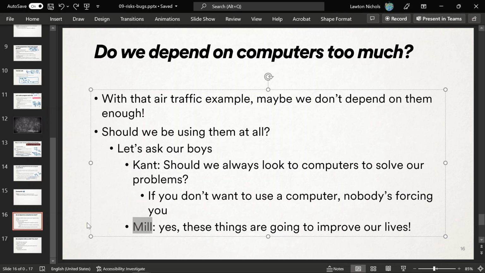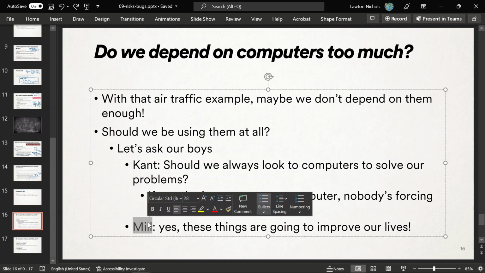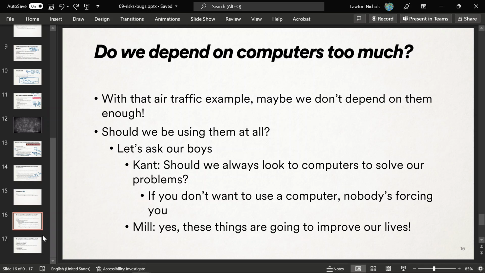And then Mill, again, is all about utility. So how are we going to weigh the utility value of using computers and keeping them in our lives versus ripping them away, right? So I think Mill would say, yes, these things are improving our lives. They're making a bunch of different new jobs possible, things like that are helping humans, right? Helping them much more than it's hurting them. So I think Mill would be a resounding supporter for computers and using them in our everyday lives. So that's what I think there.